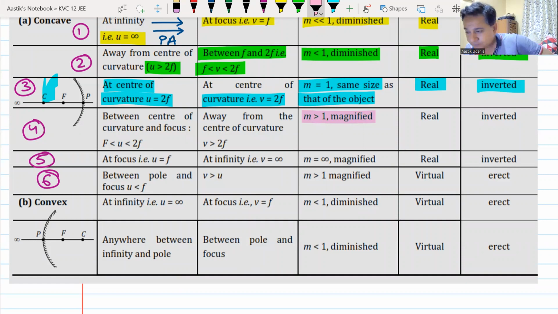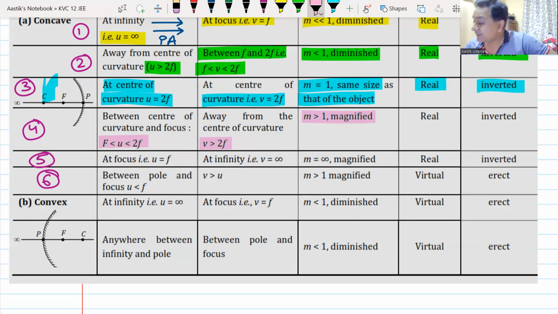Do we understand this? Yes, sir. So, object is between focus and center of curvature. Image is beyond center of curvature. So reverse is happening now. When the object was beyond center of curvature, image was between C and F. Did you see that? The green line. When the object was beyond C, image was between C and F. Now the object is between C and F, image is beyond 2F. Do we understand this?